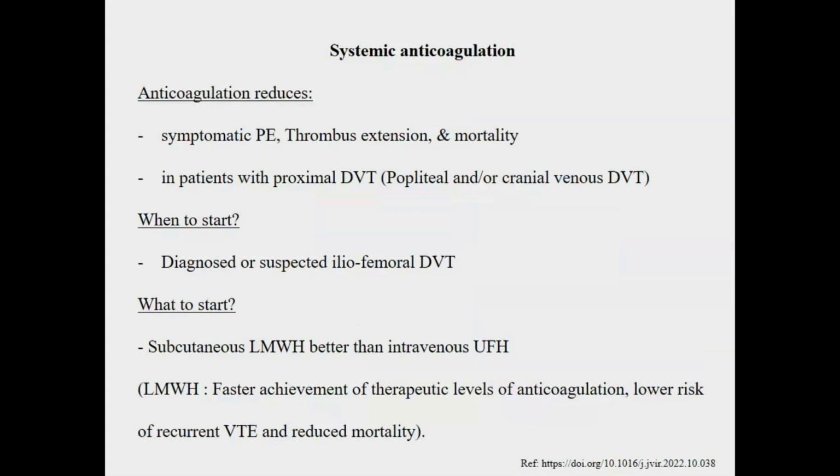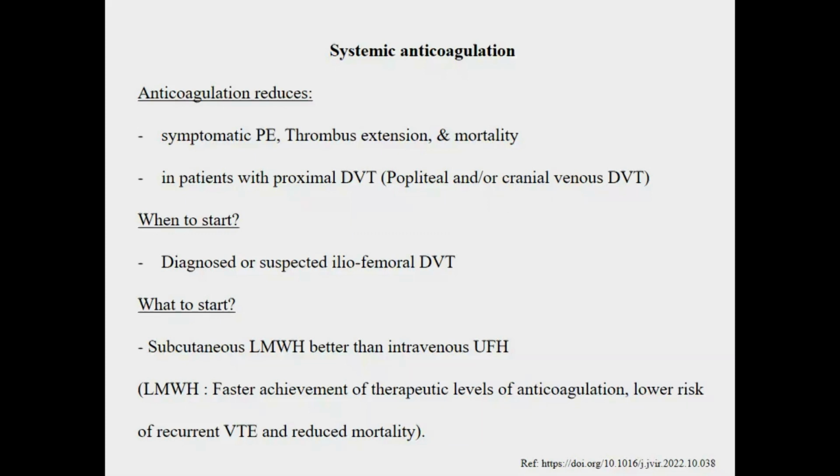In patients with proximal deep vein thrombosis, that means deep vein thrombosis involving popliteal or any other cranial veins, we start systemic anticoagulation as soon as the diagnosis or even suspicion of deep vein thrombosis is made, to prevent pulmonary embolism, thrombus extension, and mortality. And here, the subcutaneous low molecular weight heparin is better than intravenous unfractionated heparin because they have a faster achievement of therapeutic level and lower risk of recurrent venous thromboembolism.